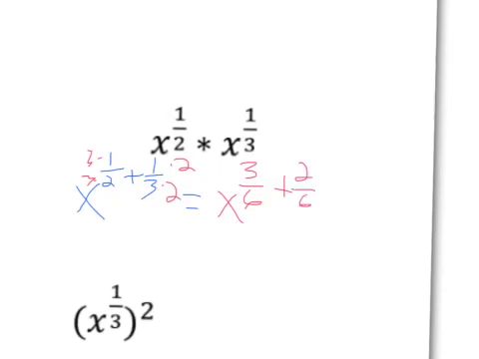They have a common denominator now, so you can just add your tops and leave the bottoms the same. 3 plus 2 would be 5. So 1/2 plus 1/3 would give you 5/6.